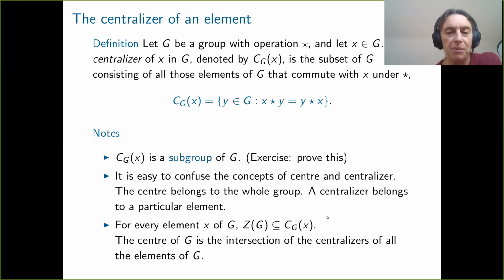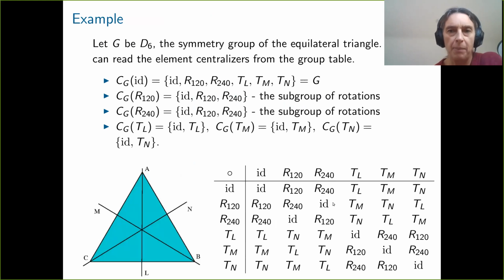I guess the centralizer here is presented in quite a theoretical way, so let's have a look at an example. And our favorite go-to example for a non-abelian group is the group D6, the good old symmetry group of the equilateral triangle.